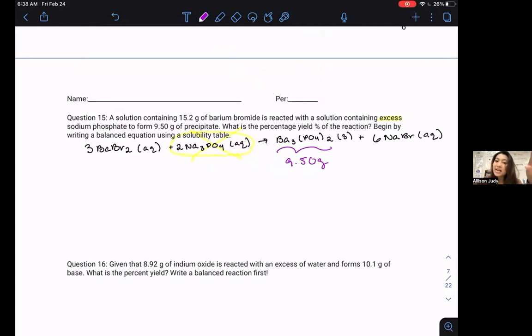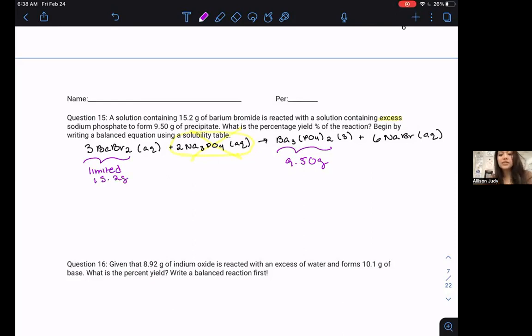But the question is, was that the maximum amount? Was that the theoretical yield I could get with this reaction, particularly given 15.2 grams of barium bromide? Or was it only a portion? Hence the question about percent yield. Did I get all that I could out of this reaction, realizing that the way the question is set up is that I am limited by 15.2 grams of this reactant.